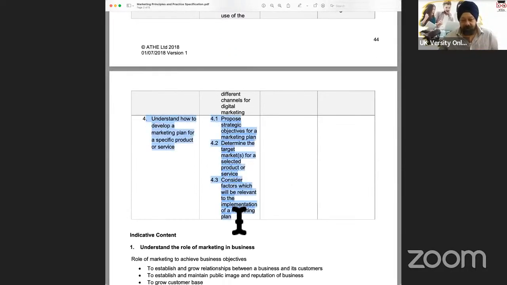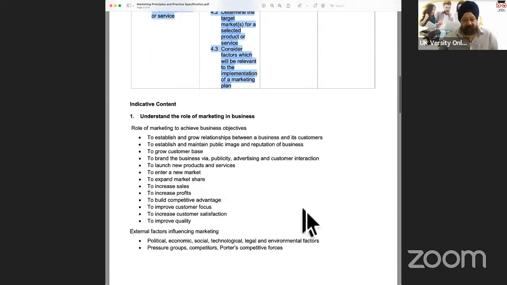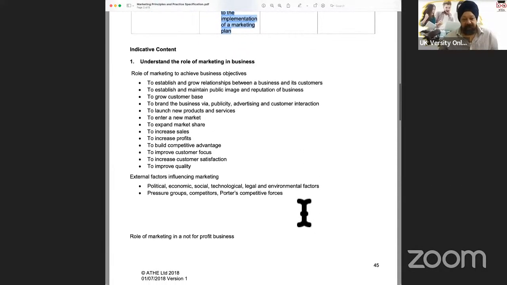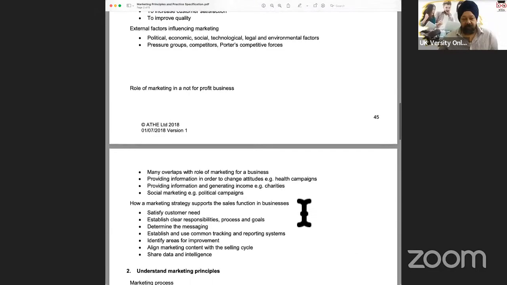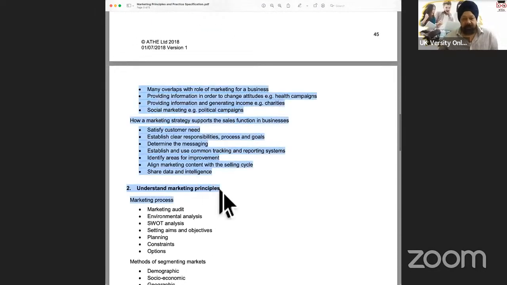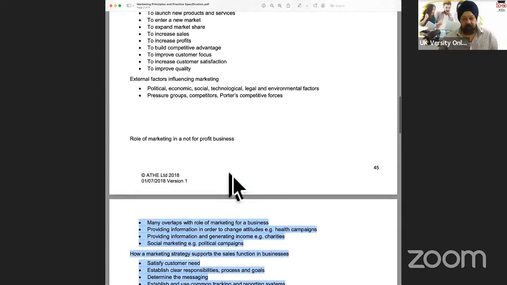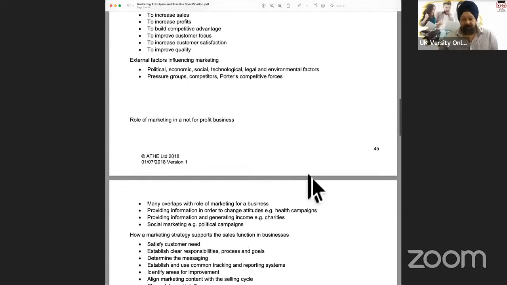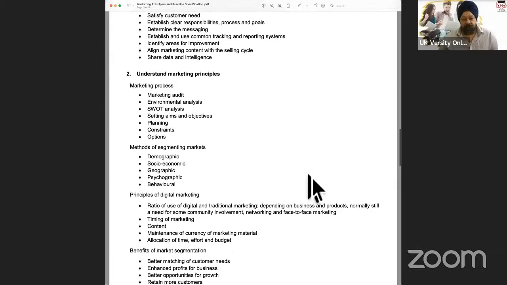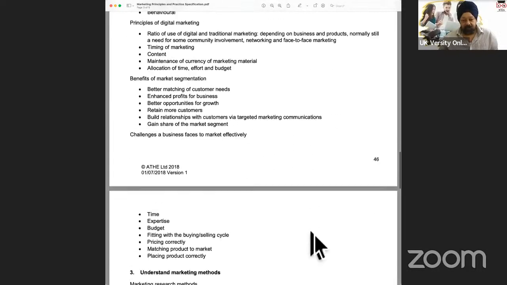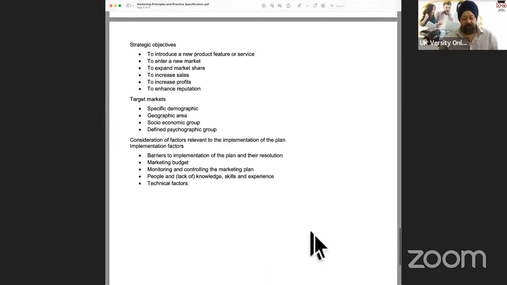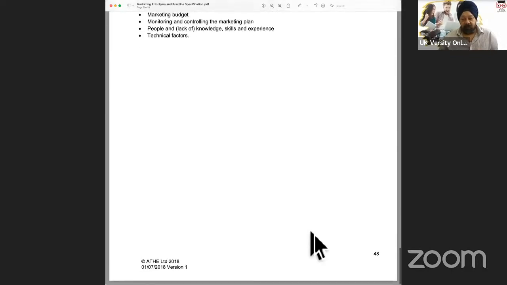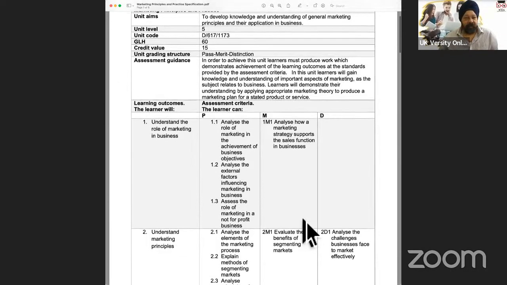And the last one I've already explained, we're looking at putting this into practice. Now, there's a fair bit of indicative content for each of the learning outcomes, and this is what we are going to be covering in each of them. So today's content is going to be focused on understanding the role of marketing in business, and we look at learning outcome 1, then learning outcome 2, so the content part of it, and this informs you what all is to be studied in this particular unit.